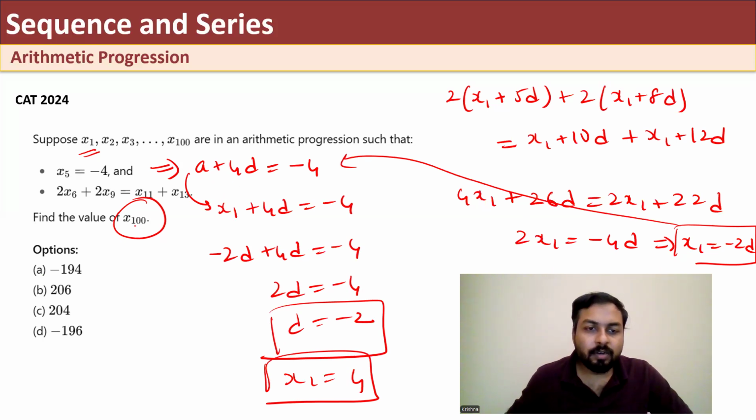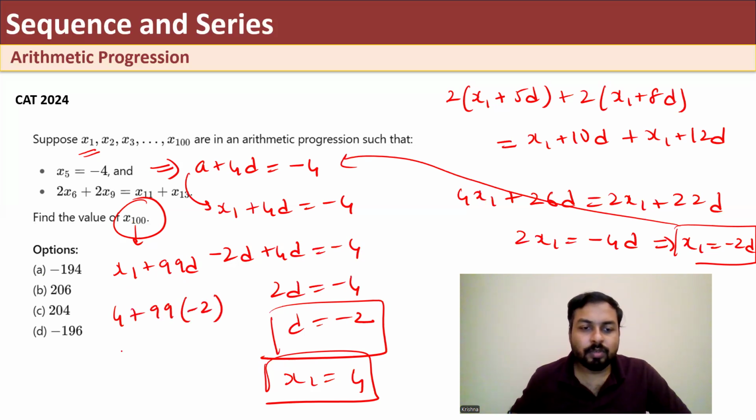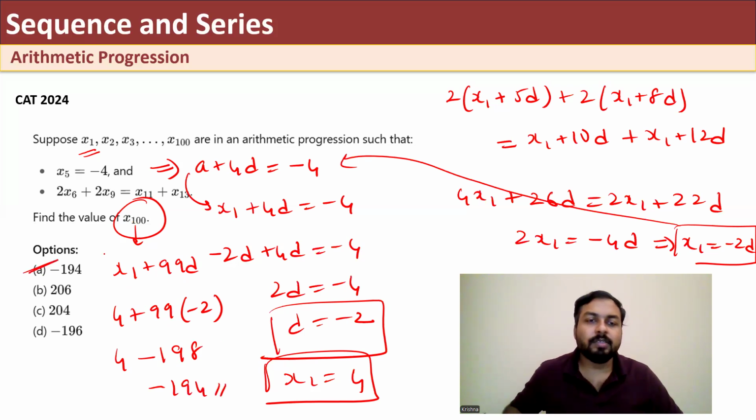What does he need us to find out? He needs us to find out x1 plus 99d. x100 is nothing but x1 plus 99d. x1 is 4 plus 99 into minus 2. So 4 minus 198. 2 9s are 18, 2 9s are 198. So 4 minus 198 is how much? Minus 194. So the answer for this question is option A, minus 194.